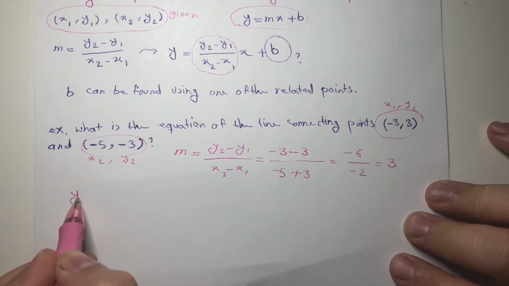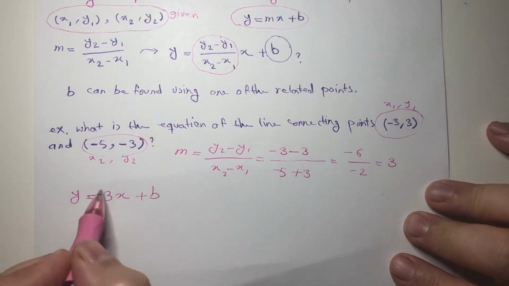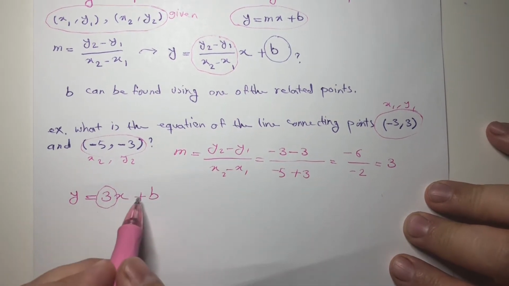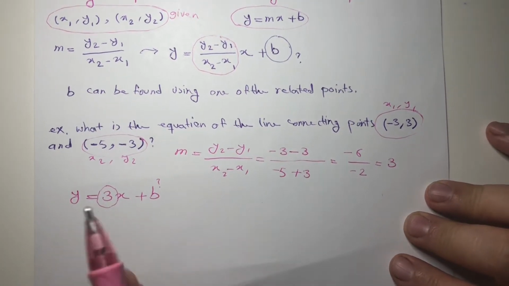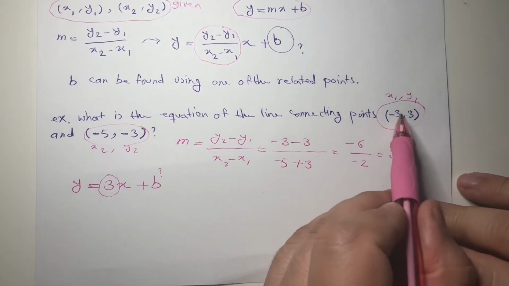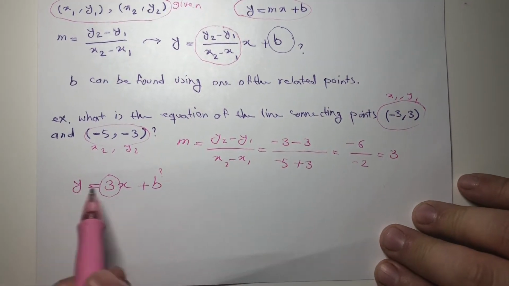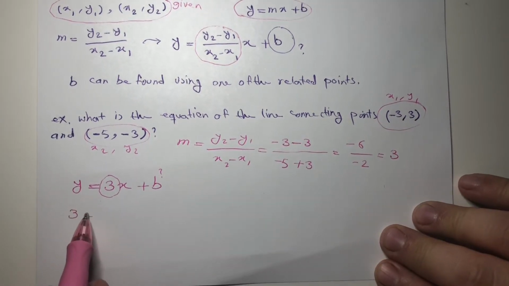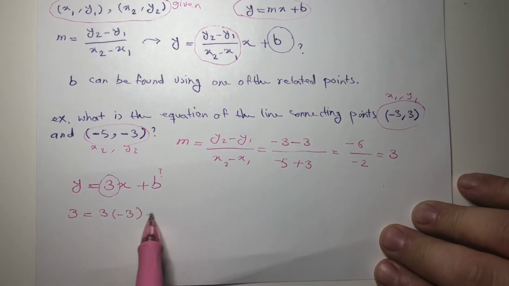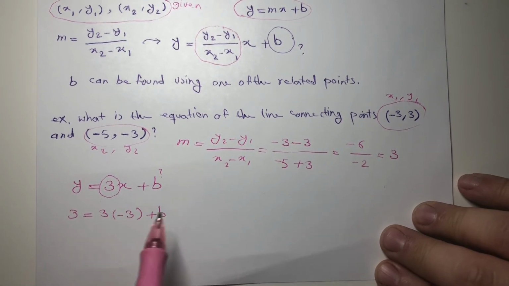Then we can write the equation of the line as y equals 3x plus b. What is this 3? This 3 is the slope that we found here, right? mx plus b. Now we don't know what the value of b is. In order to find b, we can use one of these points, let's say this point, and replace this point inside the equation. y, which is 3, equals 3 times x, where x is -3, plus b. Now here we have only one unknown, b, so we can find it, right?